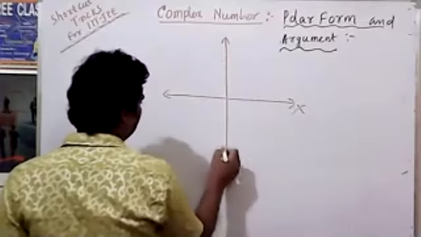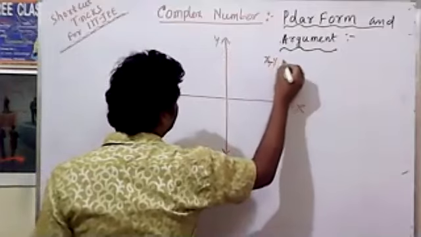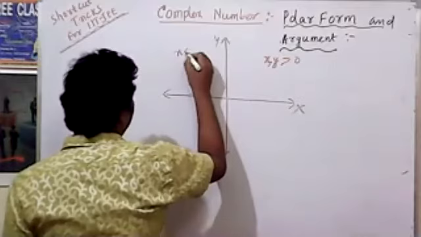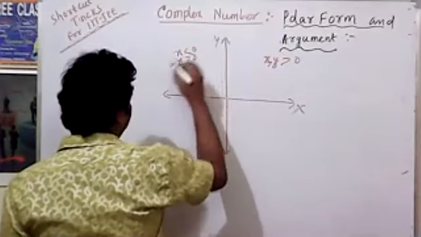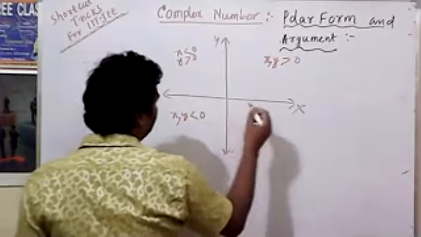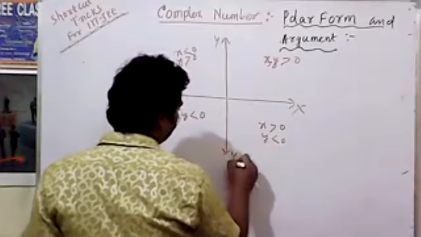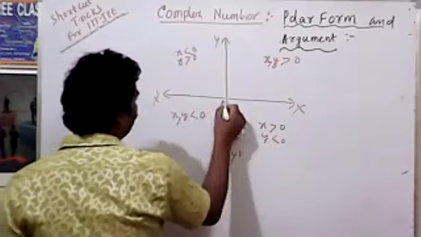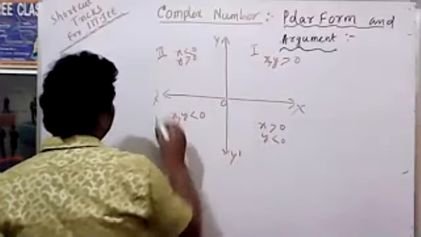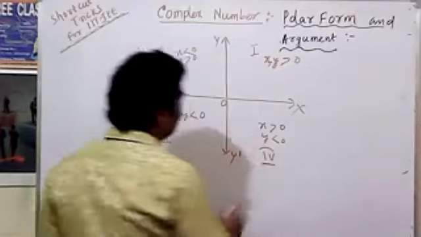This is the first quadrant, second quadrant, third quadrant. Here this is x and y. Here x and y are positive. Here x is negative and y is positive. Here x and y both are negative. Here x is positive and y is negative. So in this way, that is the first quadrant, the second quadrant, the third quadrant, and the fourth quadrant.